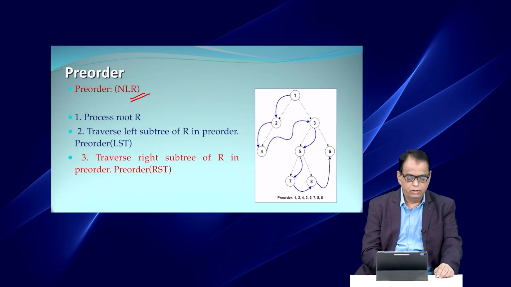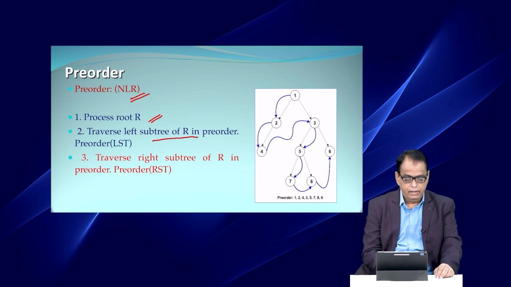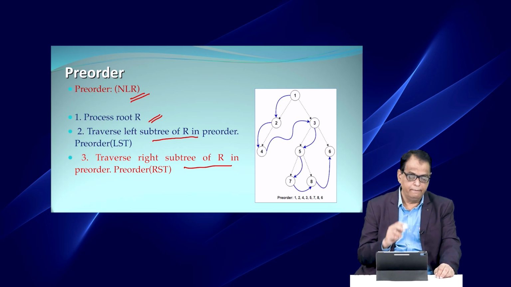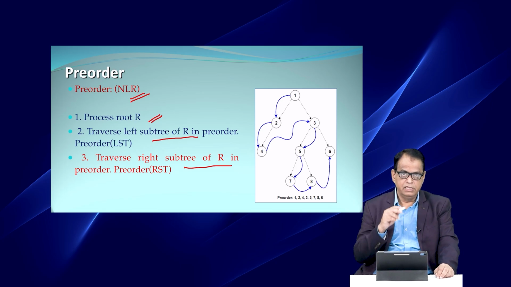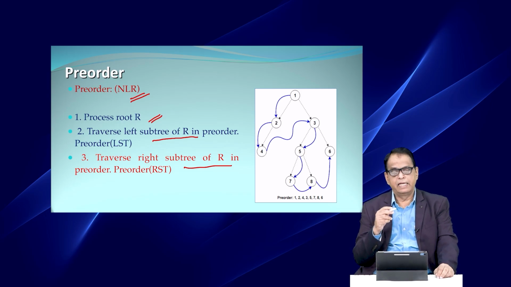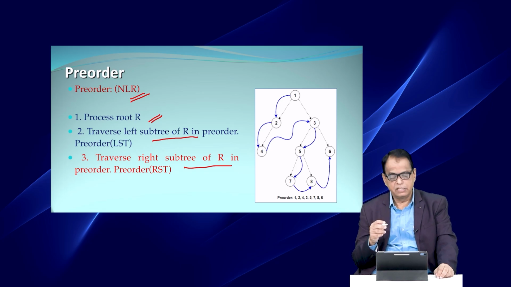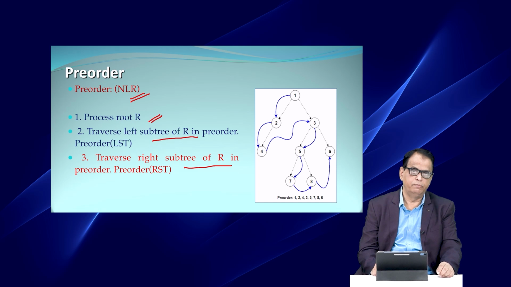So the steps of this algorithm are like this. First of all, you will visit or you will process the root R, and then you will traverse the left subtree of the root R, and then you will traverse the right subtree of the root R. So whenever you are making the pre-order traversing, visit the root, then make the access to the left subtree of R, and then make an access to the right subtree of R. So this is the way you can make an access to the elements of the tree.